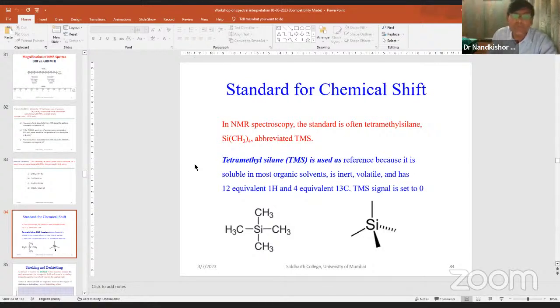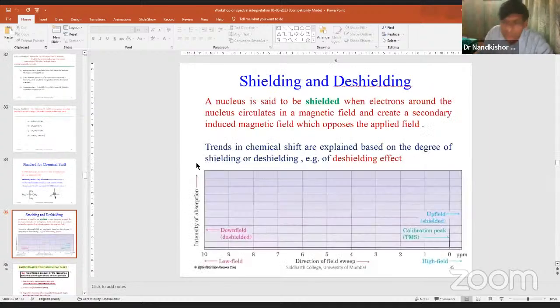In the olden days, we used carbon tetrachloride as a standard, but because of its toxic nature, we don't use it now. Now look at this spectrum. At the extreme right-hand side is your TMS, which we consider as zero. If your peaks are towards zero, we call that upfield.